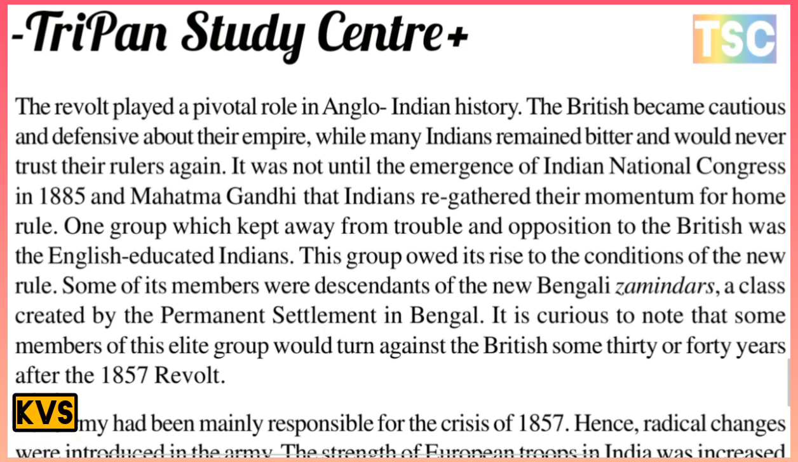One group which kept away from the revolts and opposition to the British was the English-educated Indians. This is an important point here: this group arose out of the conditions of the new rule. Some of its members were descendants of the new Bengali zamindars, a class created by the Permanent Settlement in Bengal. It is crucial to note that some members of this group turned against the British some 30 to 40 years after the revolt of 1857.